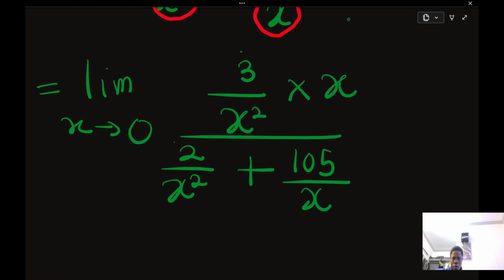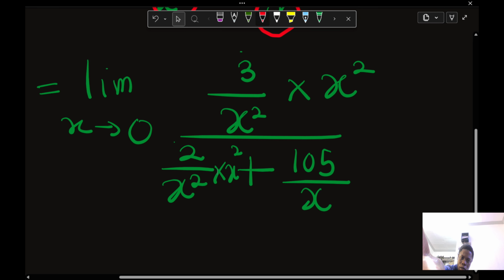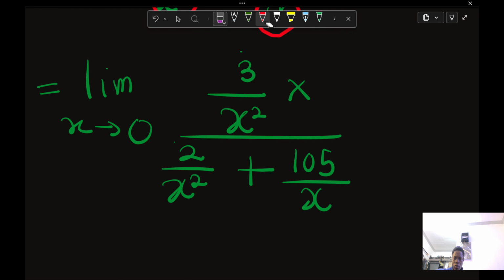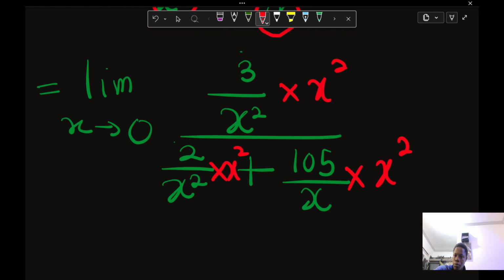When you multiply each of them by x squared, when you get to this side, it's going to be by x squared. And here too, so let me use the red so that we can differentiate. Look at it very well. So you multiply through by x squared. Here too, you multiply through by x squared. Then here too, multiply through by x squared. All right. So let us continue.